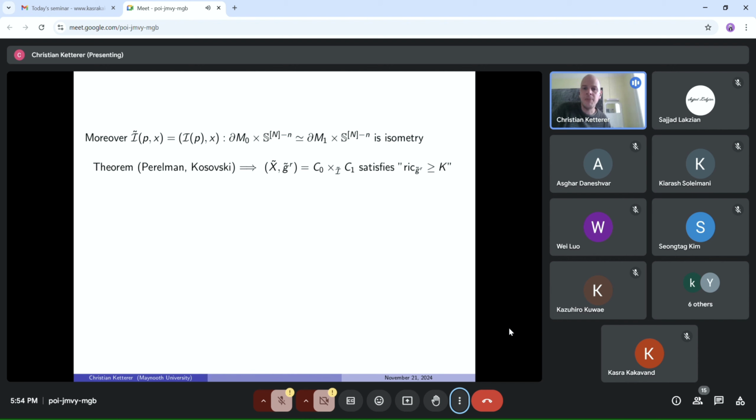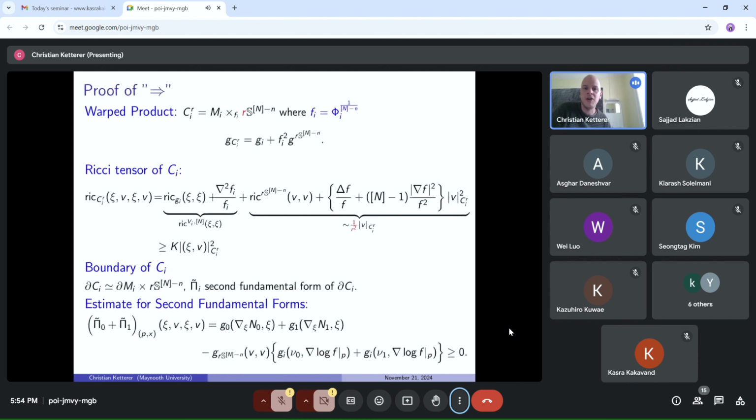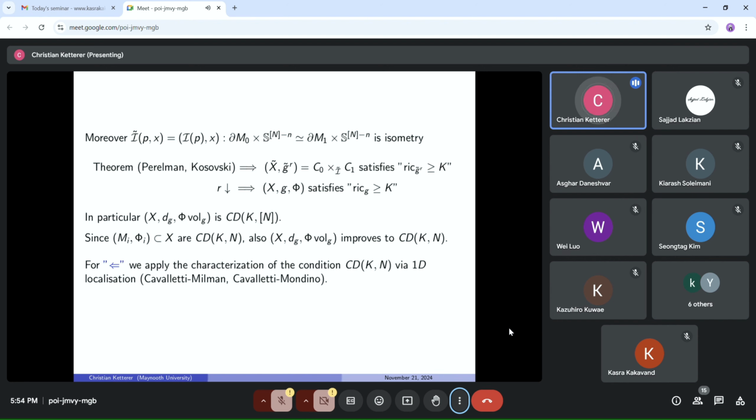So this is roughly the idea for one direction in the theorem. We exploit the properties of warped products, and we can reduce the proof back to the result of Perelman and Kazdan. For the reverse direction, this is more technical. What I did here is apply a technique called 1D localization. That is a very useful method to prove results for CD(K,N) spaces, and it was very useful for proving the reverse direction in the theorem.